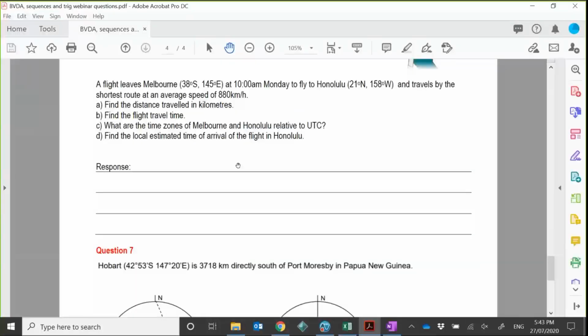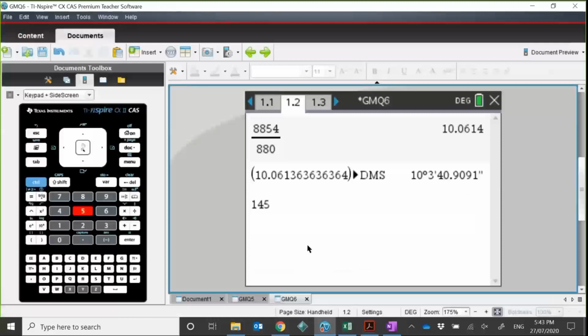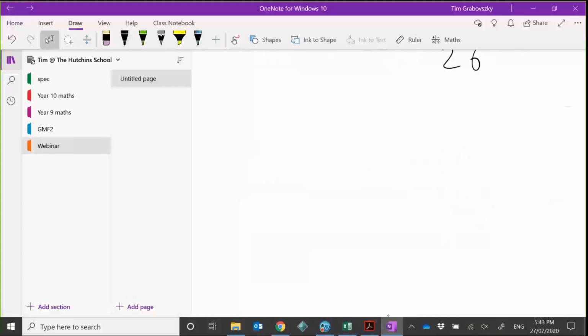Okay, what are the time zones? Your time zones, remember, you just need to divide by 15. So you get the longitude of each of your cities and divide by 15. So Melbourne, 145 divided by 15. So on your calculator, 145 divided by 15. You are 10 hours ahead of Greenwich time. So it's UTC plus 10. So to write your answer, you'd write Melbourne is UTC plus 10 hours. It's plus because you're ahead of Greenwich time.